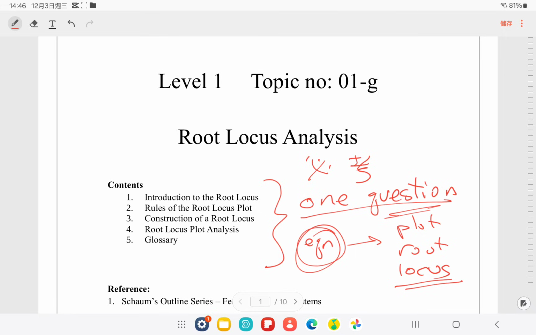That's it. Not much I need to tell you. So what should you do? You just go through this part of notes, very detailed, look at the examples, so you can answer the root locus question. That's all I would like to say to you. So that's it.